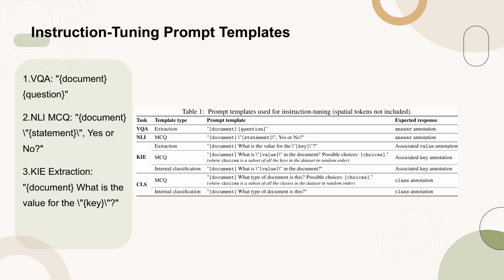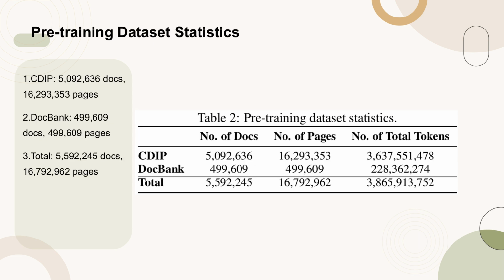For instance, the VQA template is formatted as document question, while the LLMCQ template asks a statement question with a yes or no response. The KIE extraction template queries for specific values associated with given keys within the document. Table 2 provides an overview of the statistics for the pre-training datasets used in the study.